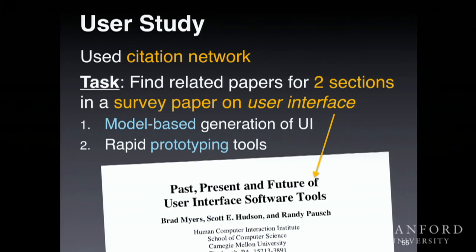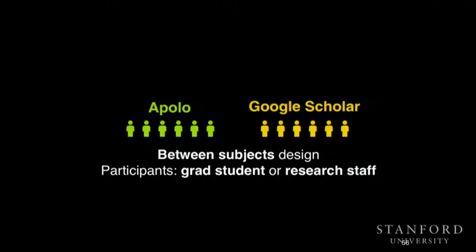the next 10 years. It was a between-subject study, meaning we have two conditions, and each participant only uses one software to do the same task. So there are 12 participants, and 6 in each condition using Apollo or Google Scholar. They are grad students or research staff who have computer science background, but they don't know that much about user interface research.